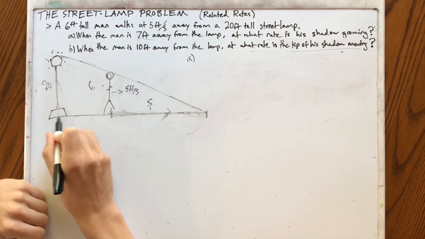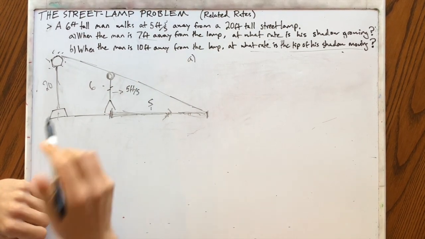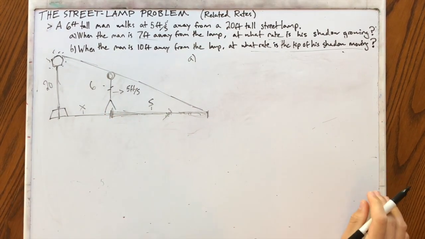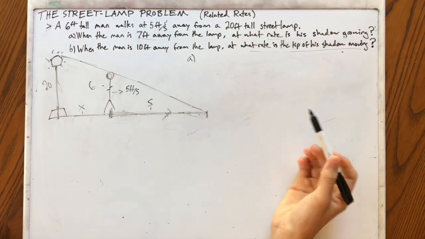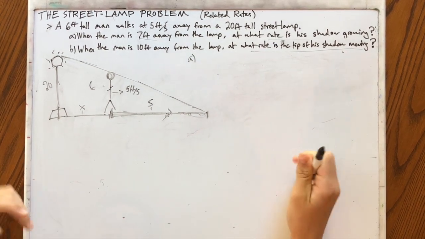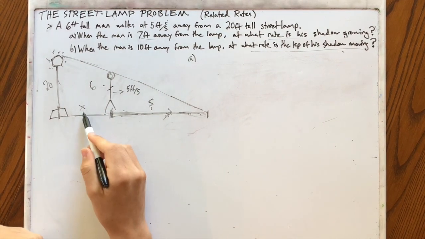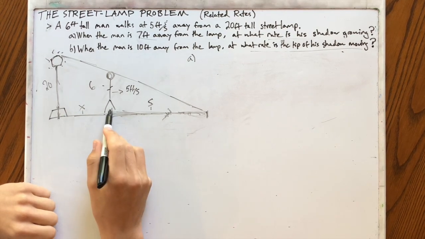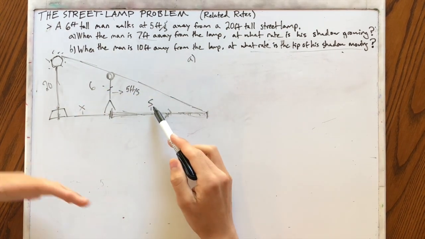And then we've got a distance, which apparently comes into play. We'll see if that actually matters. We've got the distance between him and the street lamp, and we'll call that X. So what we're trying to do is find the rate his shadow is growing. First let's think about what we know. We know that he's walking at 5 feet per second, which tells us that X prime, the derivative of X with respect to time, is 5 feet per second. In other words, this is growing by 5 feet per second. So we know the rate of change of X. We don't know the rate of change of S yet.